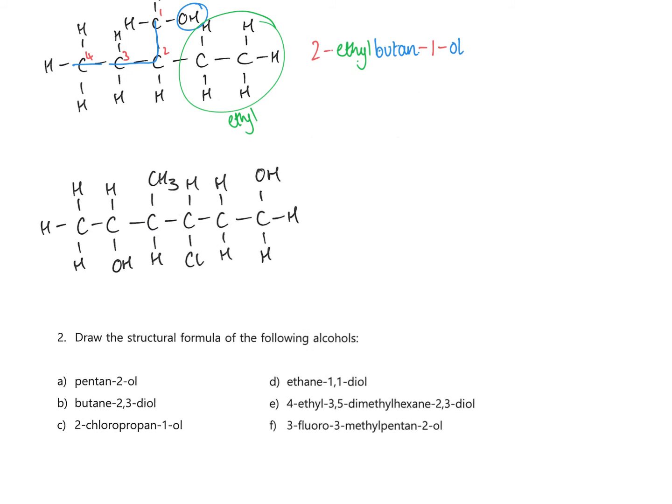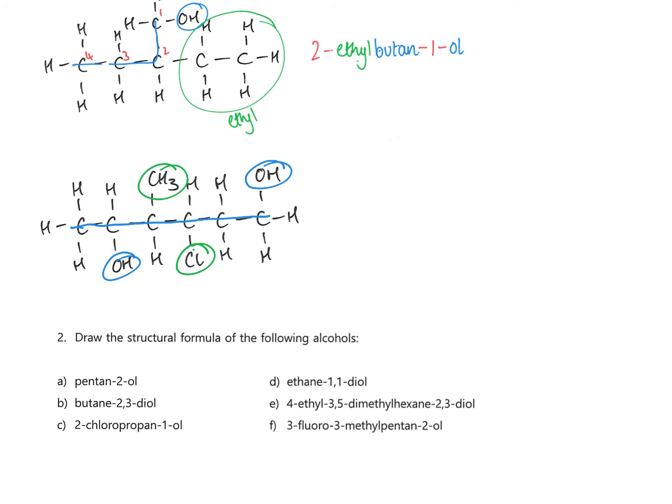So locate your OH groups. There's one here and there's one here. So this is going to be a diol. Your longest chain must contain both of those. So that's straight through here. Circle your substituents so you don't forget about them. So you've got a chloro and you've got a methyl.